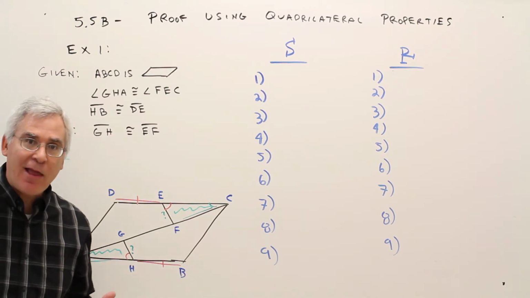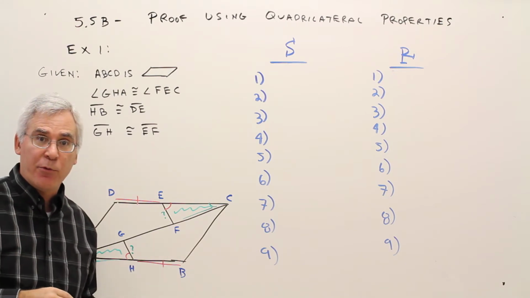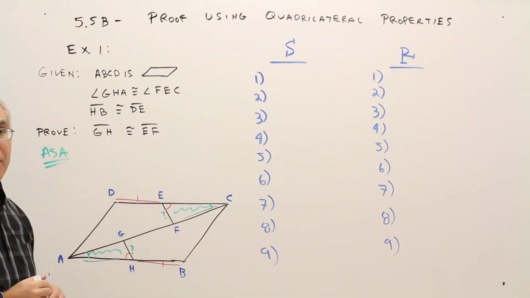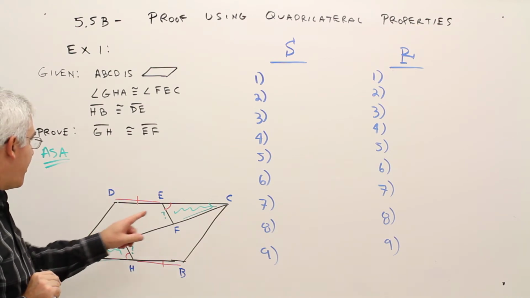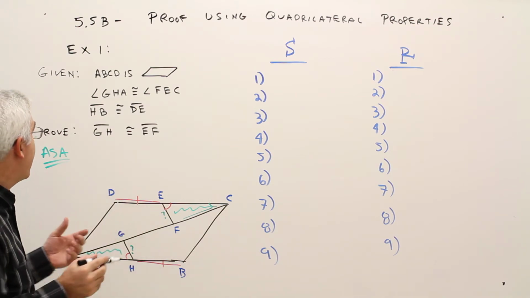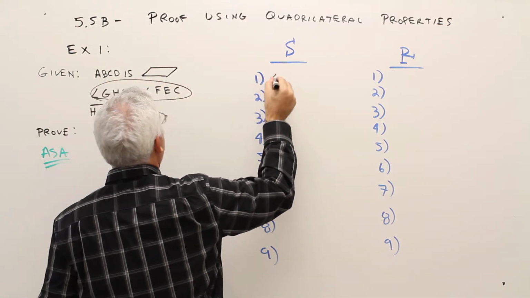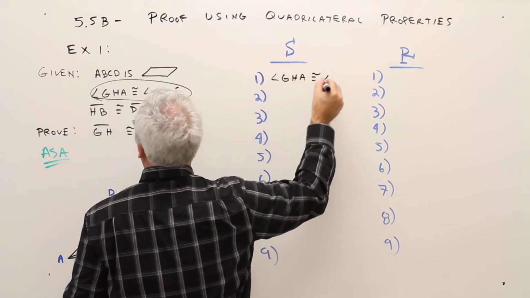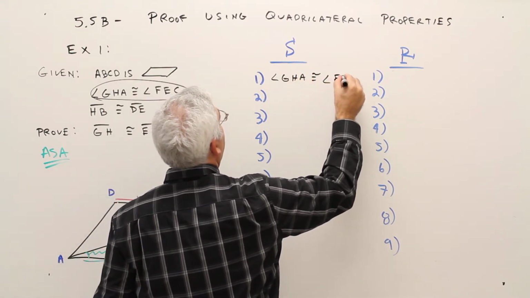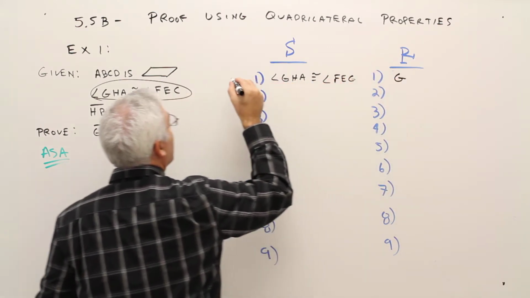So now I have a game plan. Now and only now do I start writing down the proof. And again, I'm going to go in ASA order. So I guess I could start with those angles that were provided. So I could say angle GHA is congruent to angle FEC, given.